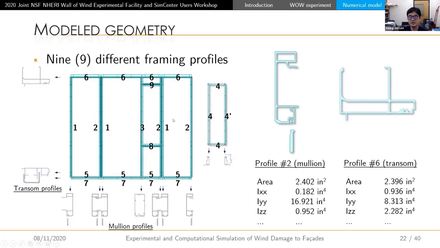And as you can see, all the frame members have different profiles, except this chassis frame. So we computed all the geometric properties, including area, torsion resistance, moment of inertia, and things like that, based on the CAD drawing. And then we reflected these properties in the beam elements when we developed the numerical model. So this is, for example, profile number 2. This is mullion here and here. And this one is for profile number 6. That is the top transom, like that.